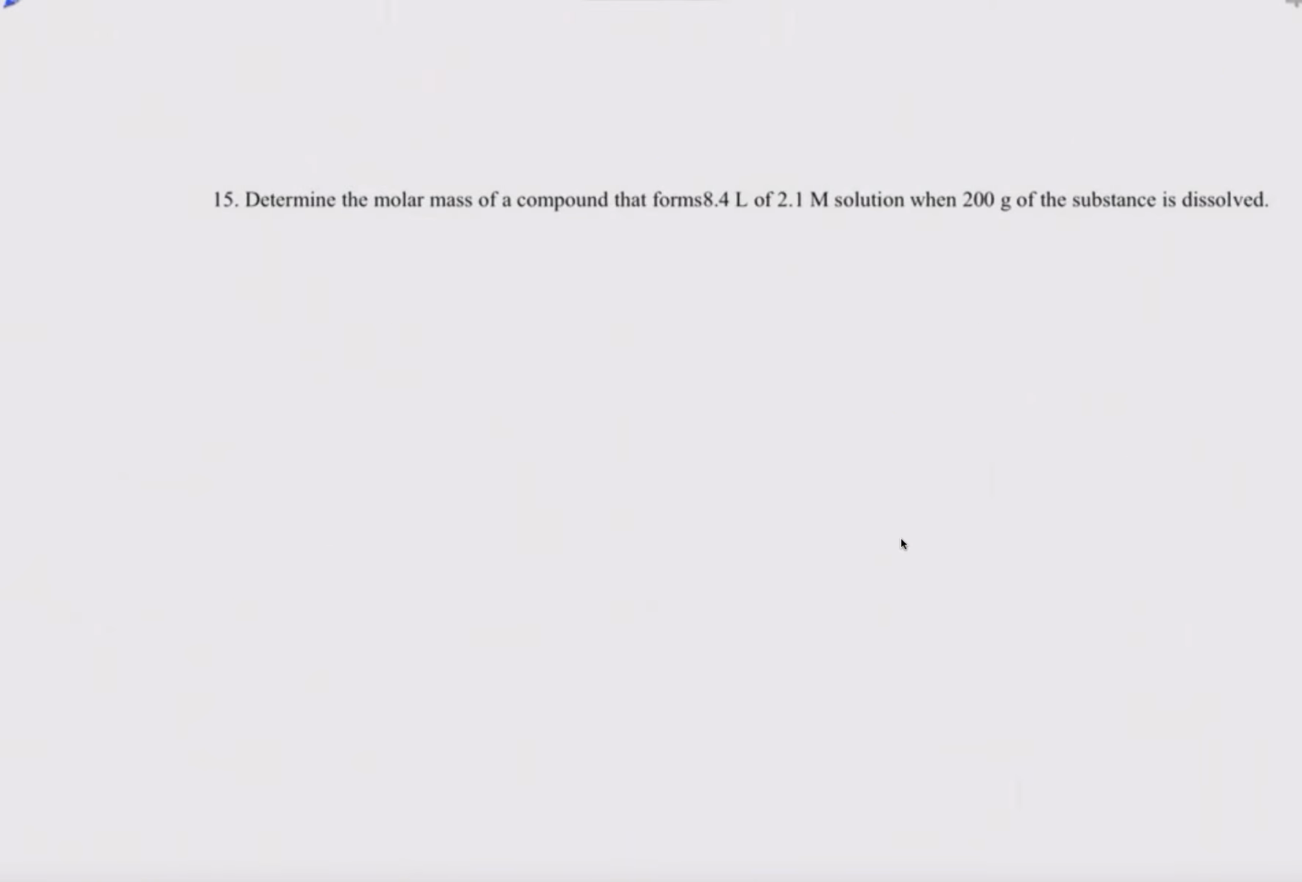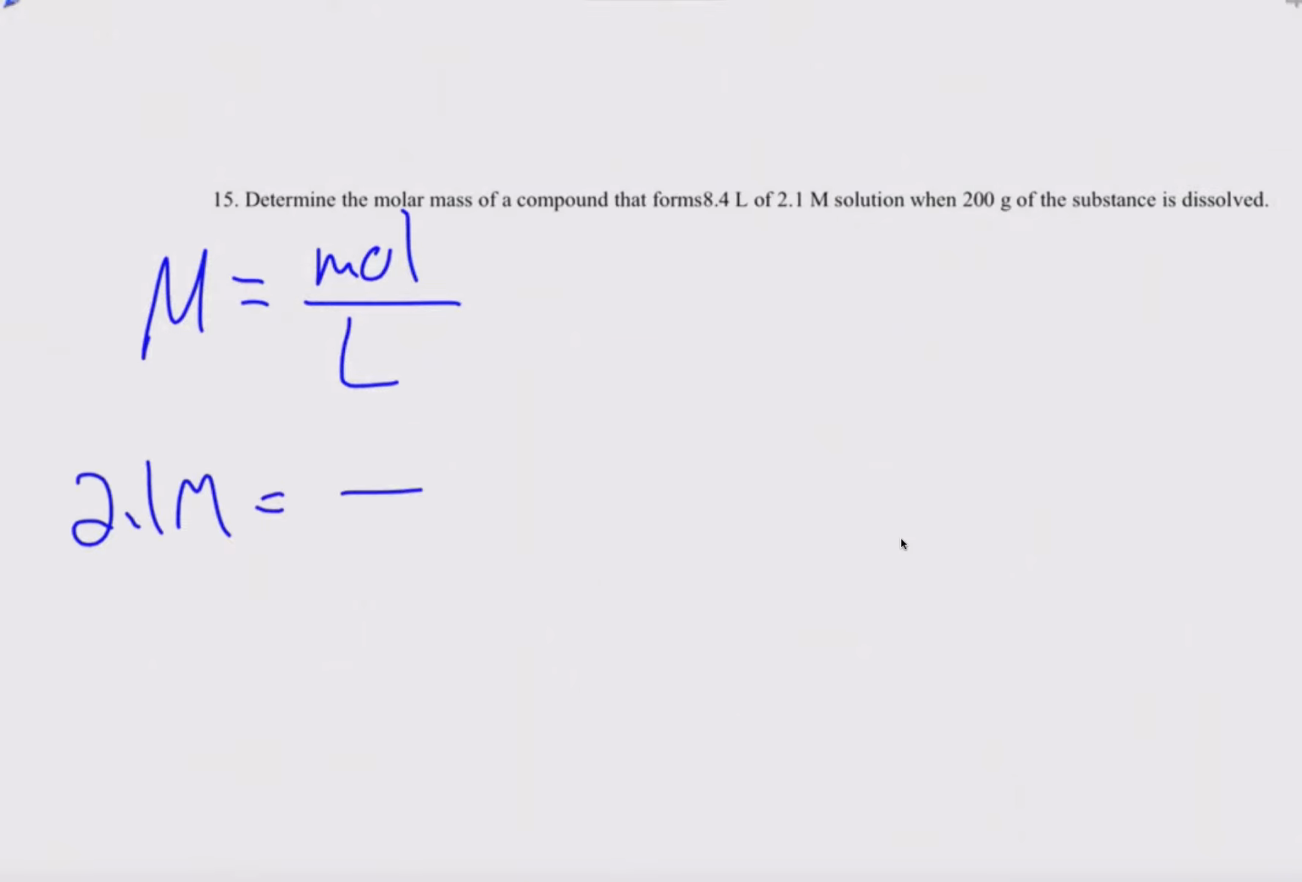Okay, determine the molar mass of a compound that forms 8.4 liters of a 2.1 molar solution when 200 grams of the substance have been dissolved. All right, so molarity equals moles per liter. We're given the molarity, it's 2.1 molar. We're given the liters, it's 8.4 liters. We're not given the moles. But we can find the moles.